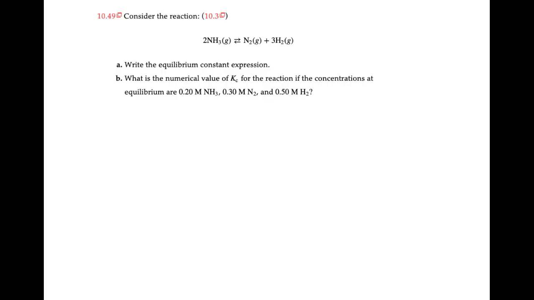Question 10.49 says, consider this reaction. So I have 2 moles of ammonia gas in equilibrium with 1 mole of nitrogen gas and 3 moles of hydrogen gas. And part A says, write the equilibrium constant expression.